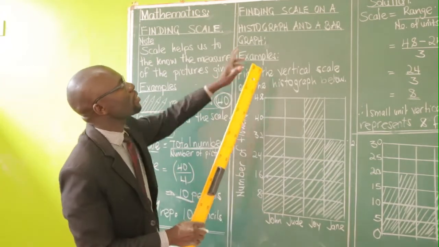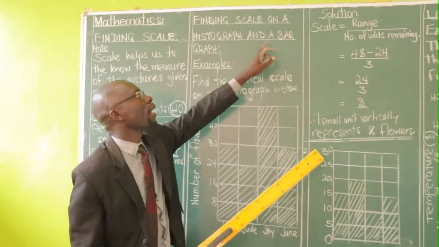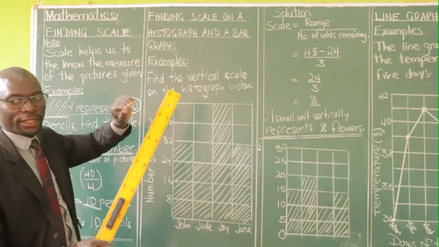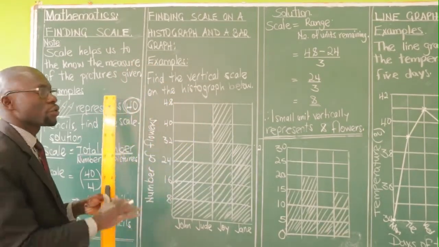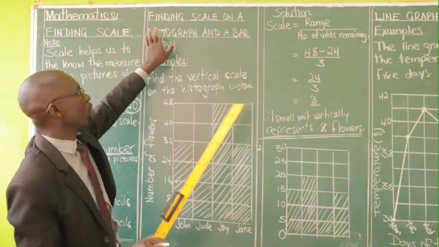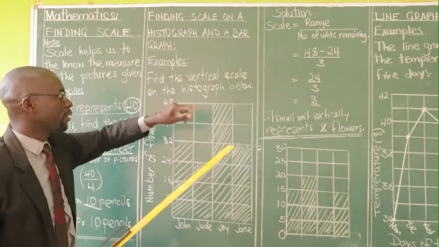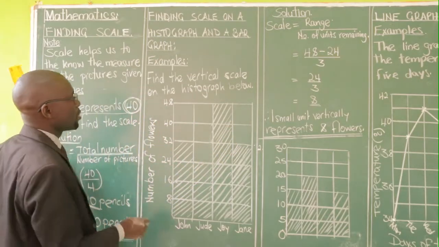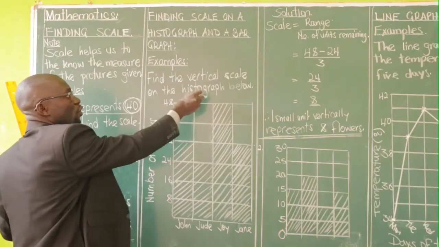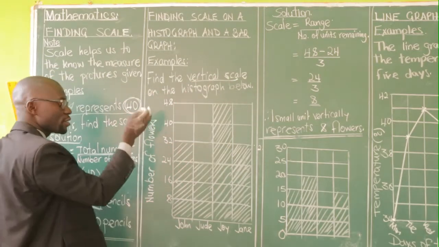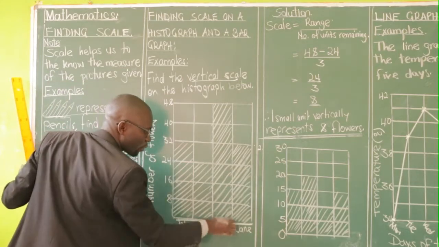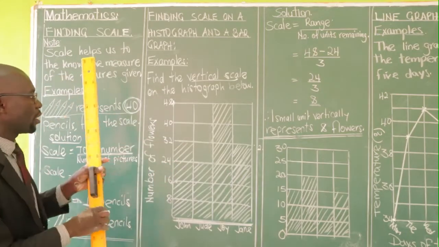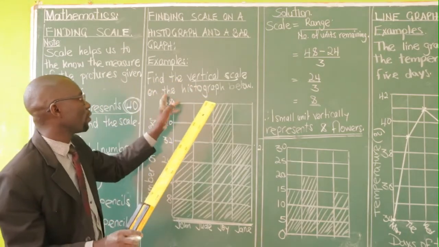Now let's look at finding scale on a histogram and a bar graph. I've already told you that we can represent information on so many different graphs. One is a histogram, a bar graph, a line graph, pie charts, which we refer to as circle graphs, and others. So for example, here we have find the vertical scale. I told you that for a histogram, we don't need to get the scale of the horizontal axis, we just need to get the scale of the vertical axis here. So find the vertical scale on the histogram.